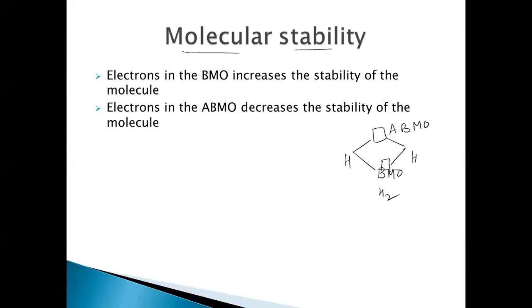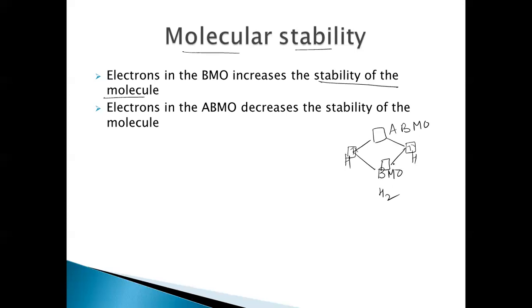If the electron enters into the bonding molecular orbital, it decreases the energy. If you observe here, this is an atomic orbital, and the energy of this bonding molecular orbital is lower than that of the corresponding atomic orbitals. So the electron entering into the bonding molecular orbital will definitely lower the energy of the system, and thus it will stabilize the system. That means it will increase the stability of the molecule by decreasing the energy.